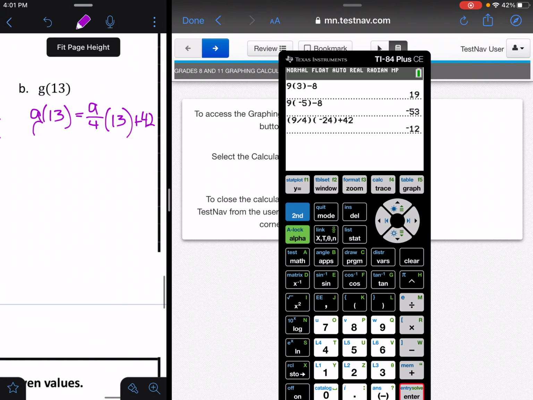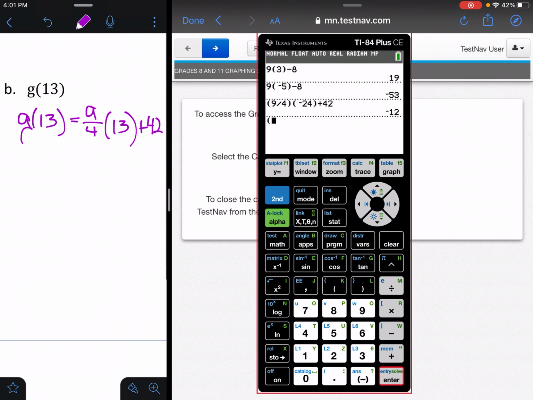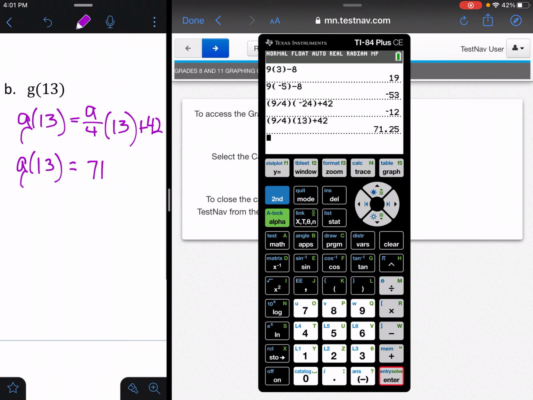Here we go. Okay, so 9 divided by 4 in parentheses times 13 plus 42. And this time I get 71.25. So I'm going to write g of 13 equals 71.25. Okay, you can see this calculator makes it pretty easy.